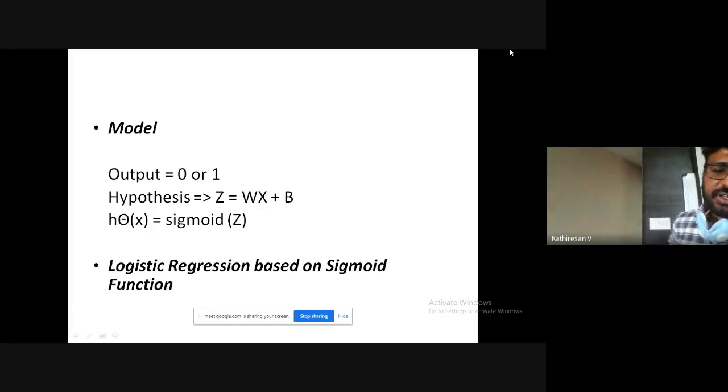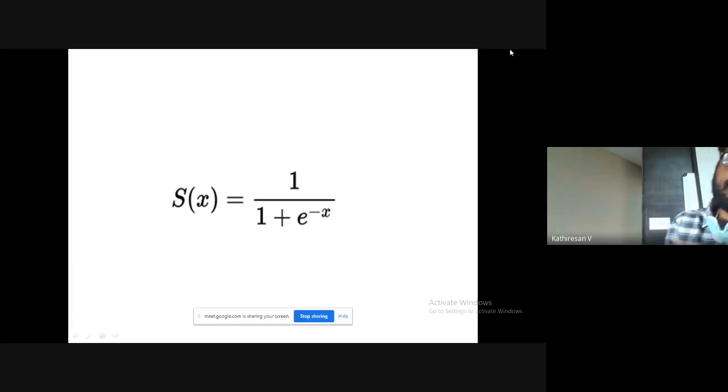Here in logistic regression, we have to use the sigmoid function. Logistic regression is based on the sigmoid function. So what is the sigmoid function? This is the formula for the sigmoid function: S of x equal to 1 by 1 plus e power minus x.